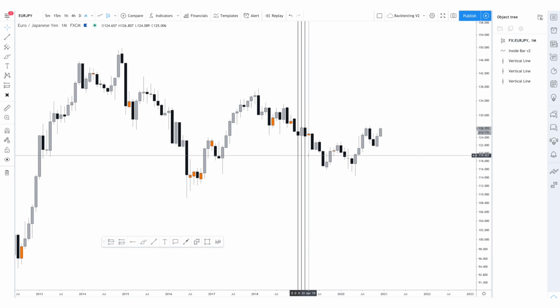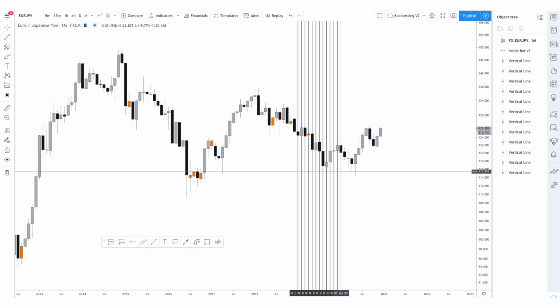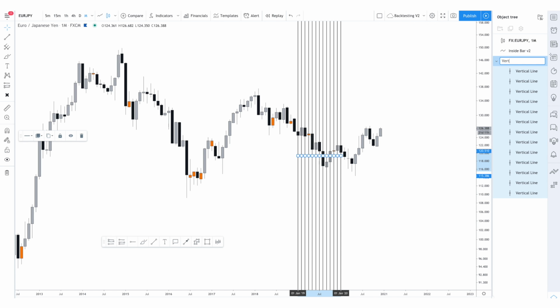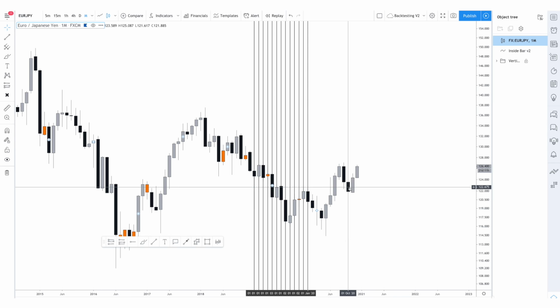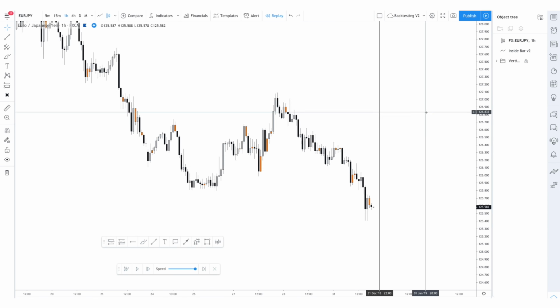Before I do any of my backtesting, I always add vertical lines while I'm on the monthly time frame, and then I group them together on the object tree and call them vertical lines. So then it's easy for me to find the start of the month.